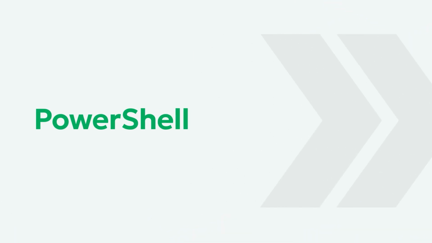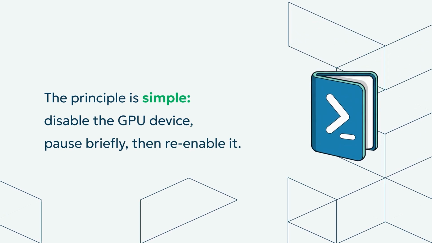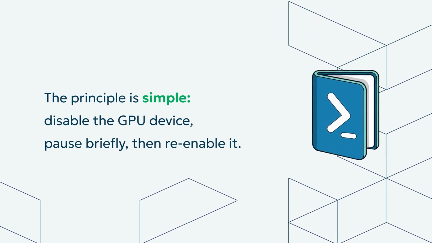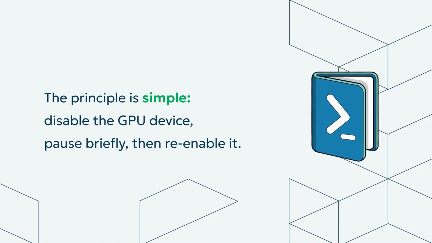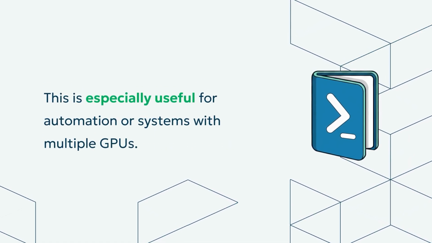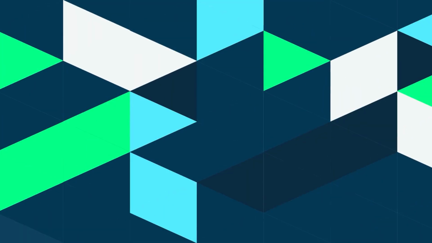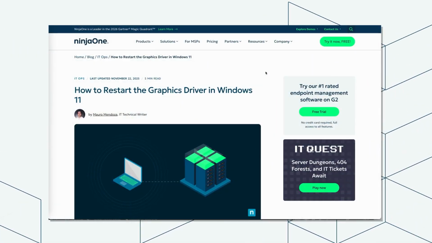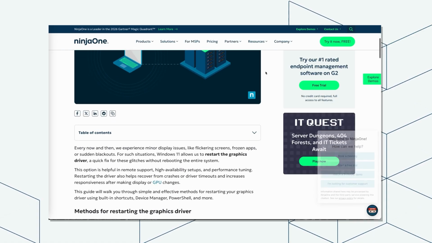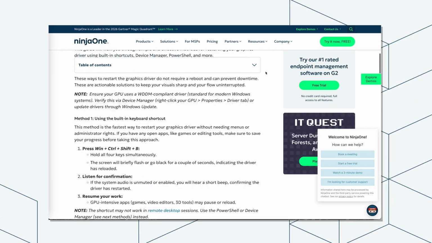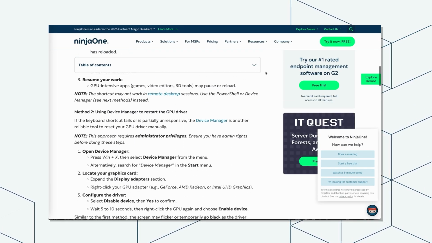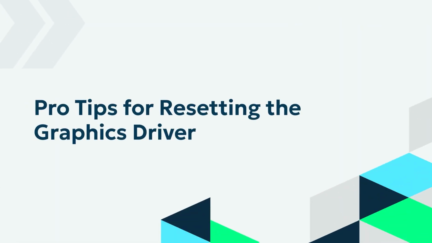For advanced users, PowerShell provides a scriptable way to restart the driver. The principle is simple. Disable the GPU device, pause briefly, then re-enable it. This is especially useful for automation or systems with multiple GPUs. The full PowerShell commands and scripting examples are provided in the blog post, so check that out if you're managing hybrid or enterprise setups. Pro tips for resetting the graphics driver.